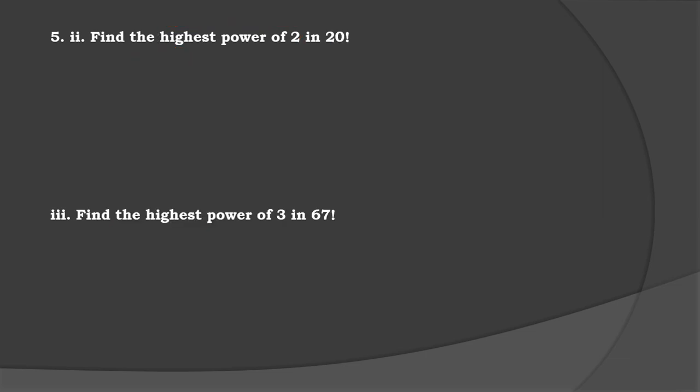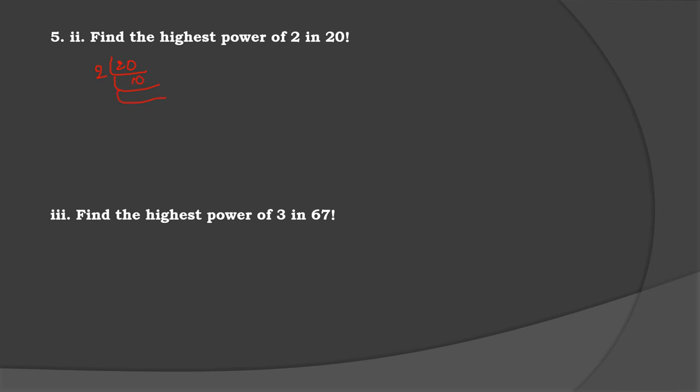So now have a look at the question. Find the highest power of 2 in 20 factorial. Take 20. Same thing, right? As with the number of zeros, where we did successive divisibility with 5, in the same way, take 20 factorial and do successive divisibility with 2. How many times? 10 times.